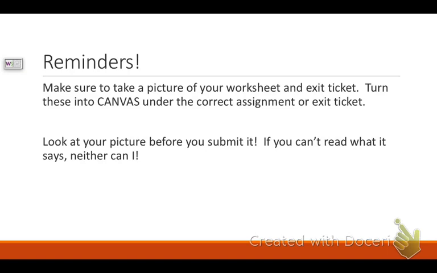Look at your picture that you took on Photo Booth before you submit it. If you can't read what it says, neither can I. If it's too dark and you can't read it, it's a good bet that I won't be able to either.